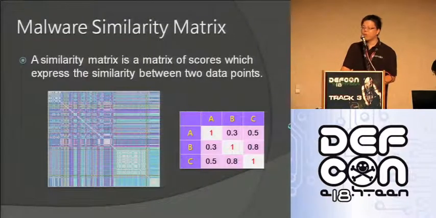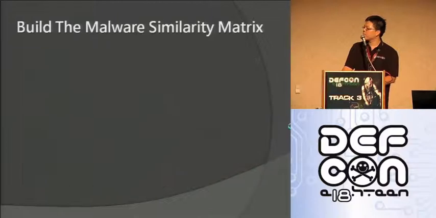So the way we do malware clustering is we try to compute the similarity between these malware instances. And for our final result, we will have to come up with a similarity matrix, which is a score that indicates how similar any two instances are compared between each other. So we will build a similarity matrix of the malware samples that we collected.